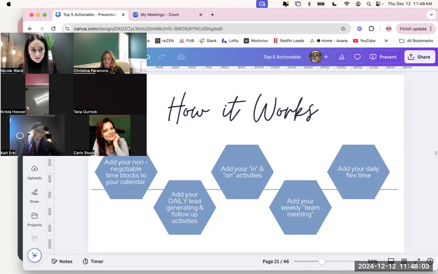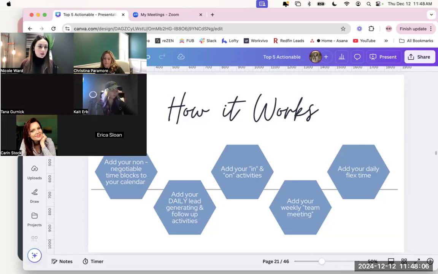So, for example, if you are set to cold call from 11 to 12 and you have a listing appointment instead, and the only time they could get together was from 11 to 12 that same day, you can't just not do your cold calling because that's a lead generating activity. You have to get it done. You're going to shift that hour over to your flex time because you have that time available, and take your listing appointment from 11 to 12.